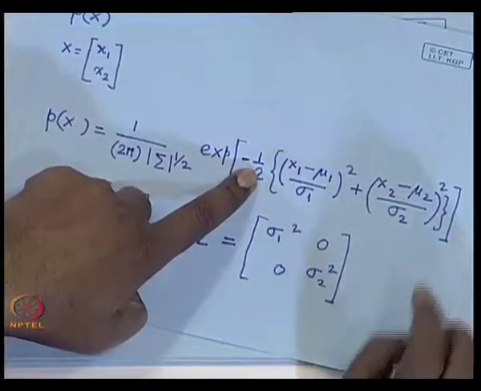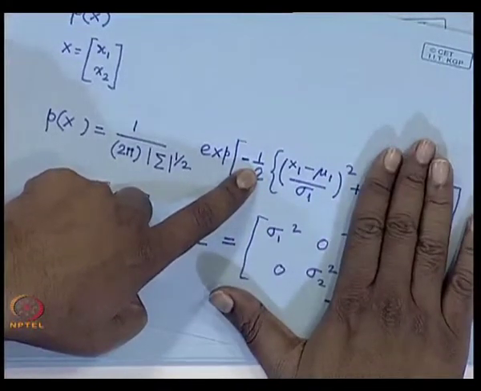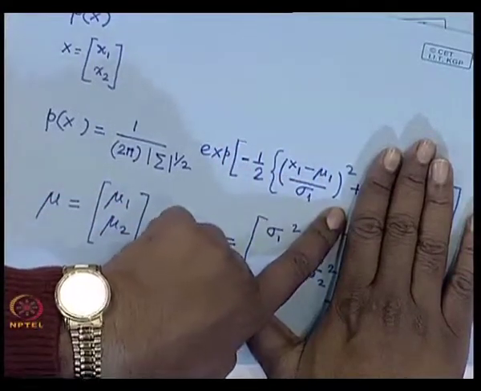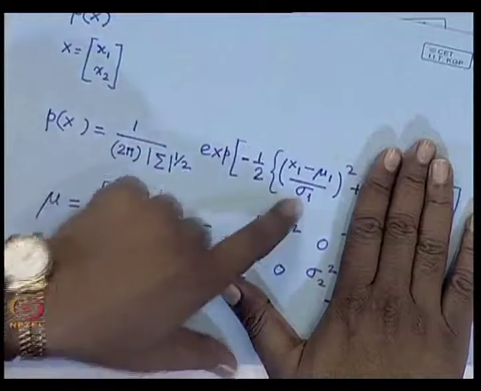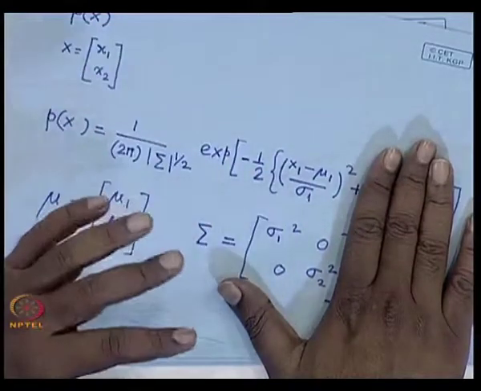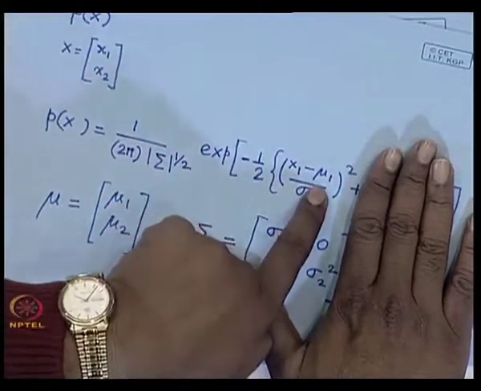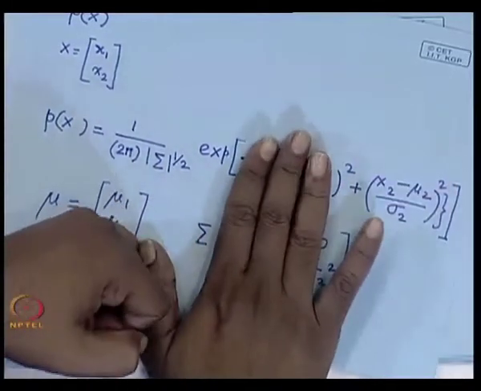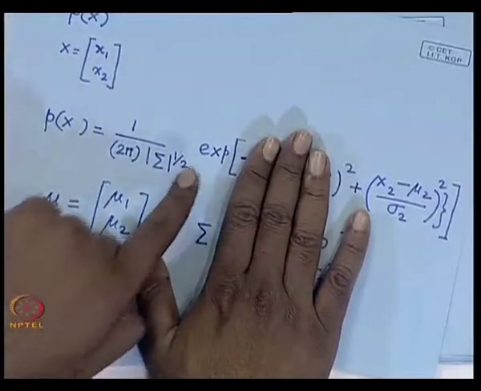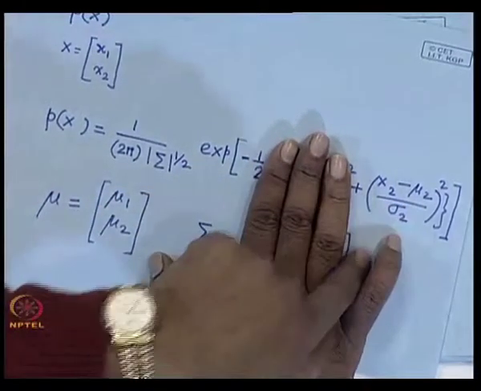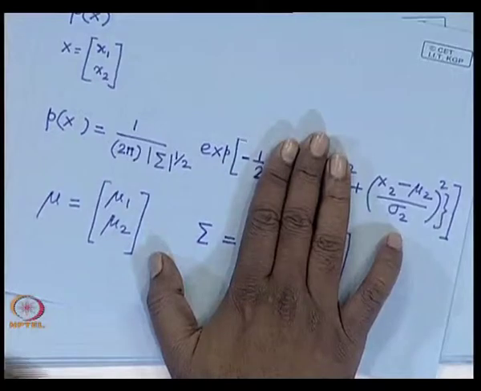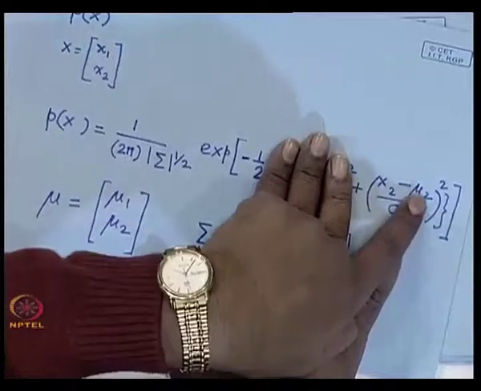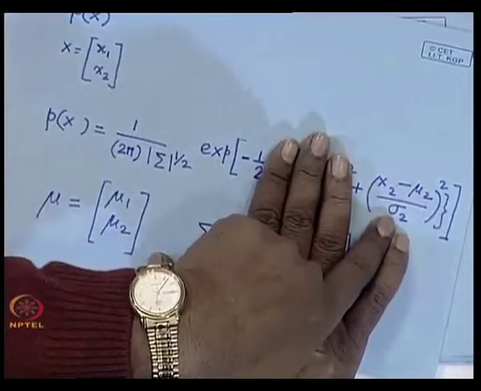Okay. So, when I consider, forgetting this part, exponential minus half x 1 minus mu 1 by sigma 1 square. This is actually a normal density along x 1 direction with a mean value at mu 1 and the variance sigma 1. When I consider only this component, exponential minus half x 2 minus mu 2 by sigma 2 square, this becomes a normal density along x 2 direction with mean value mu 2 and standard deviation sigma 2.